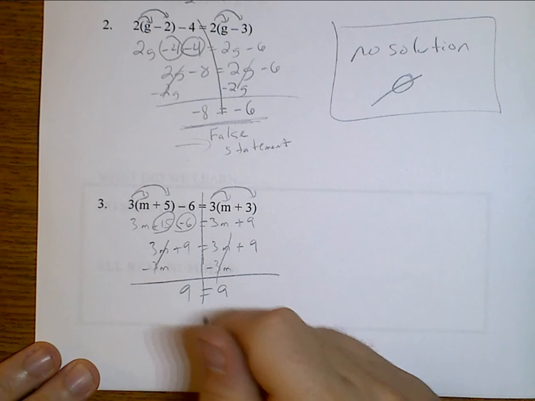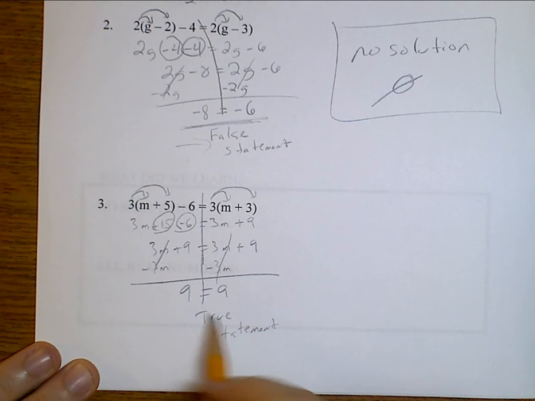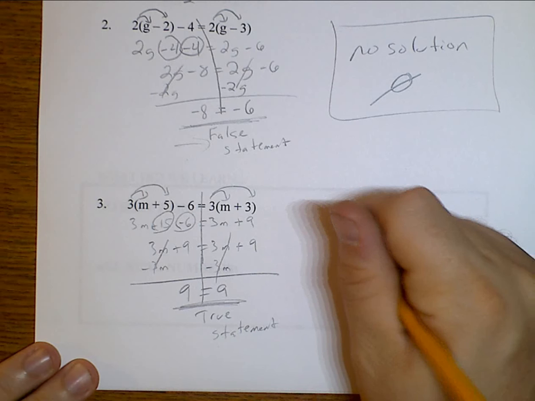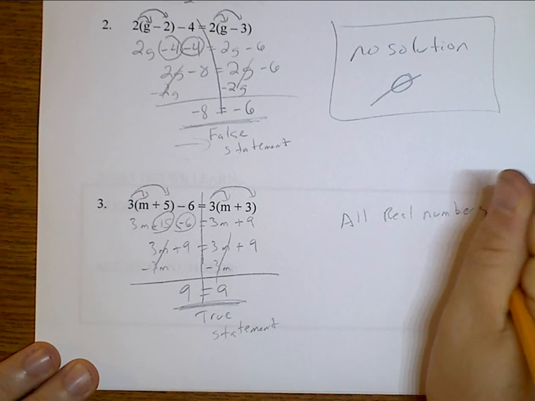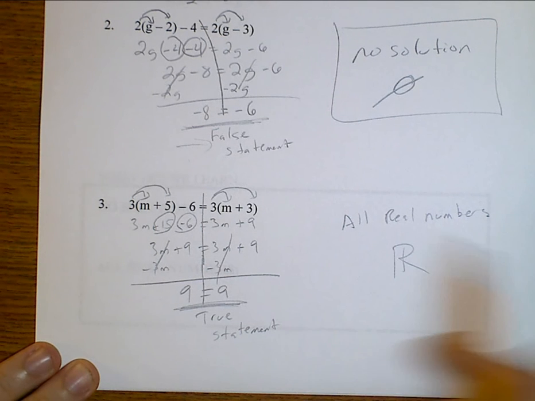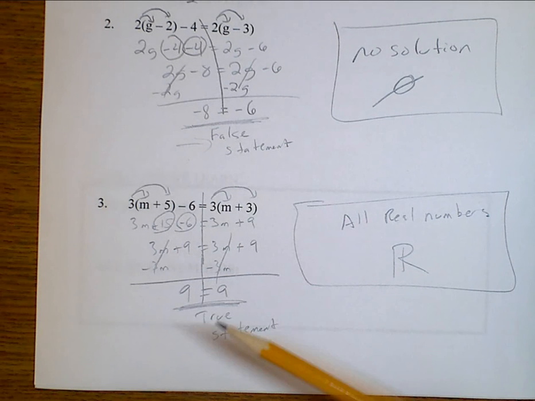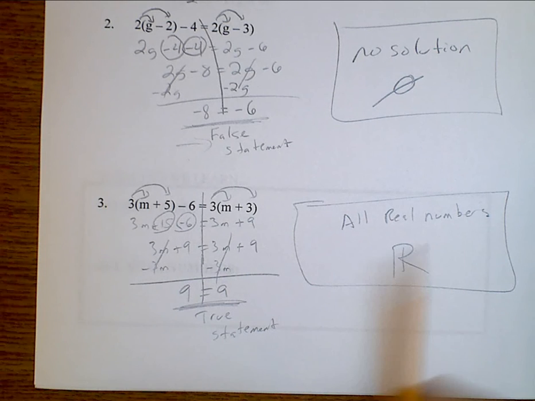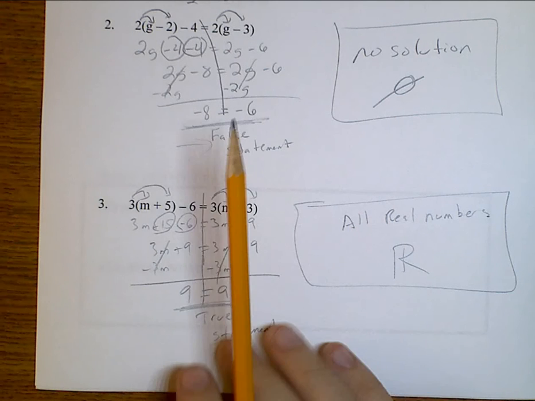Well, this is a true statement. Okay? When you have a true statement, your answer is all real numbers, or you can write a fancy R to represent that. So if a variable disappears and you're left with a true statement, it's all real numbers. If you're left with a false statement, it is no solution. Let's go ahead and have a look at our next example.